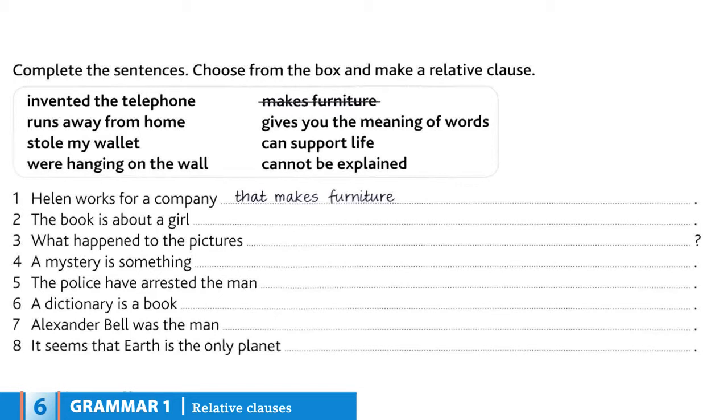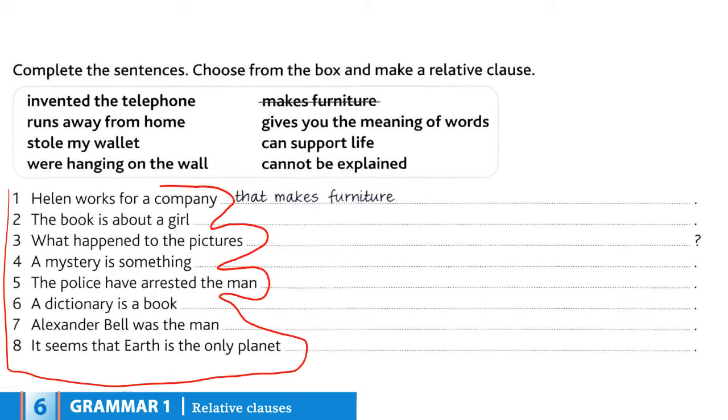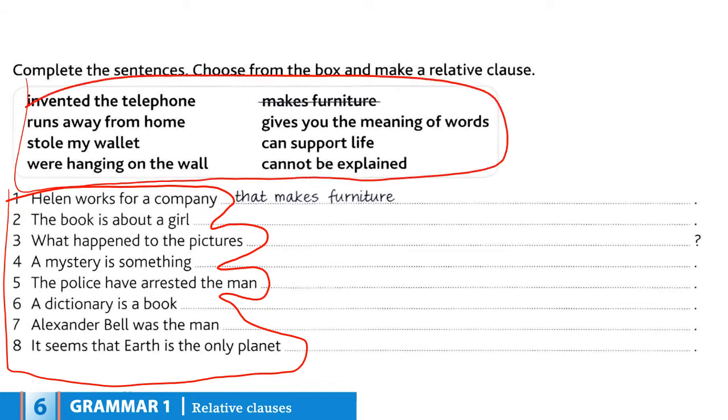Now we're going to do this exercise. Complete the sentences, choose from the box and make a relative clause. Here we have the first part of a sentence, and here you have the second part of it. You have to put them together using these two relative pronouns: who for people and which for things, objects, animals.